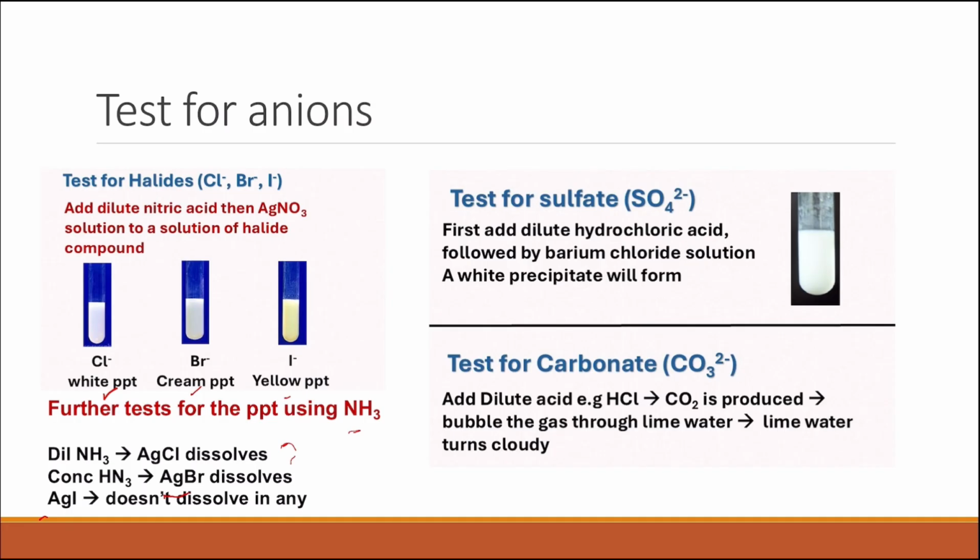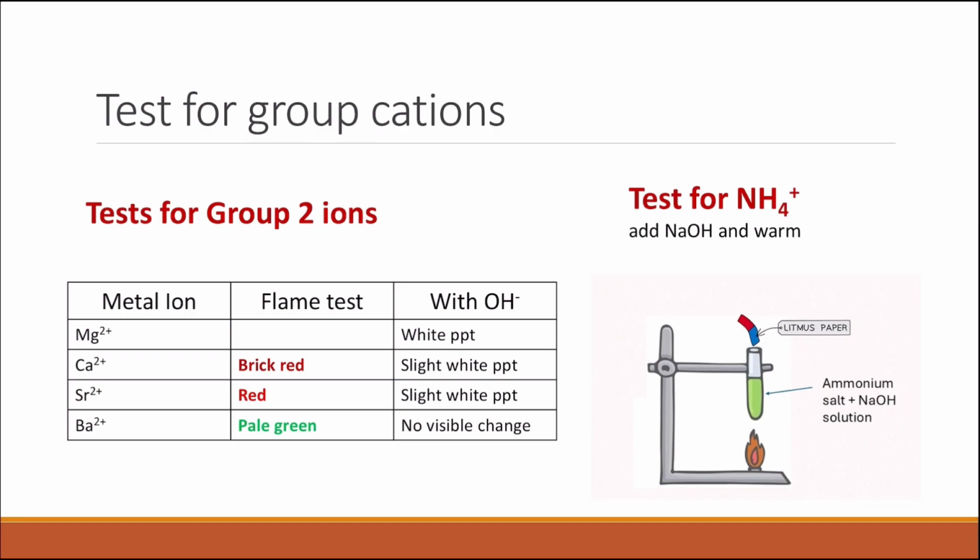The test for sulfate, we need to add a dilute acid followed by barium chloride solution. A white precipitate of barium sulfate will form. And then the test for the carbonate will be with addition of any dilute acid that will give you carbon dioxide. And the carbon dioxide can be tested further by lime water.